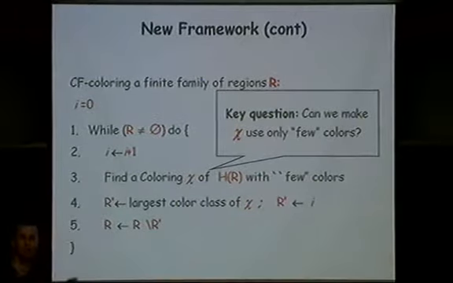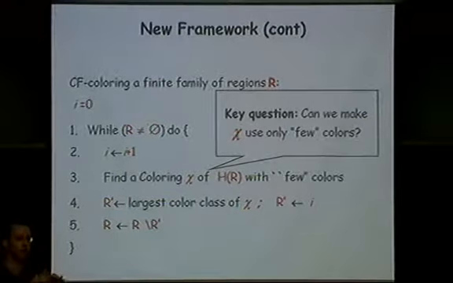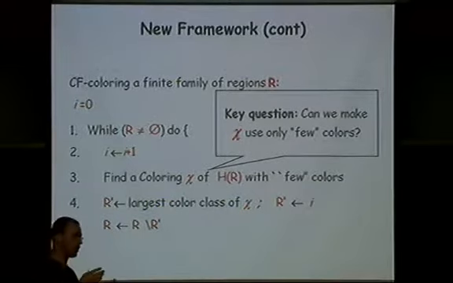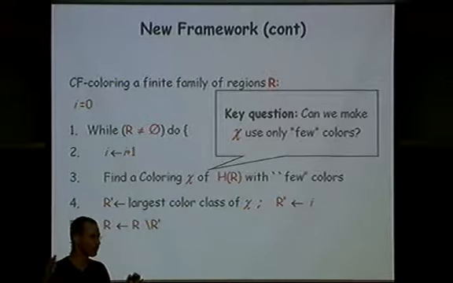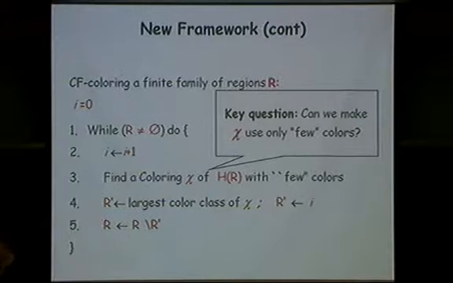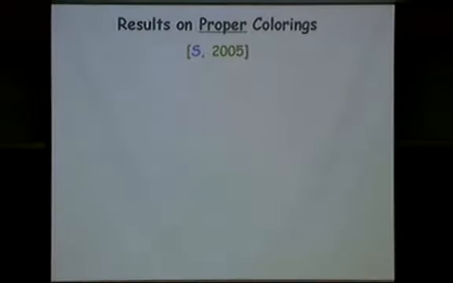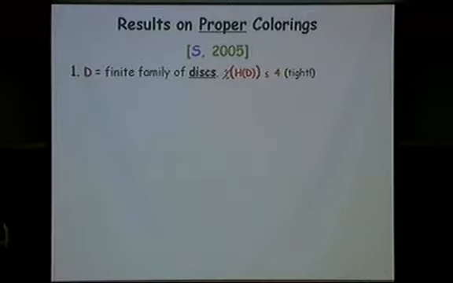And the key question that now arises is, how many colors can we use for the auxiliary coloring? Because if we use a small number of colors for the auxiliary coloring, the largest color class, by the pigeonhole principle, will be big, and then in every iteration you will discard a big chunk of the vertices and will end up with a small number of iterations. So basically we need to bound the chromatic number of the underlying hypergraph.